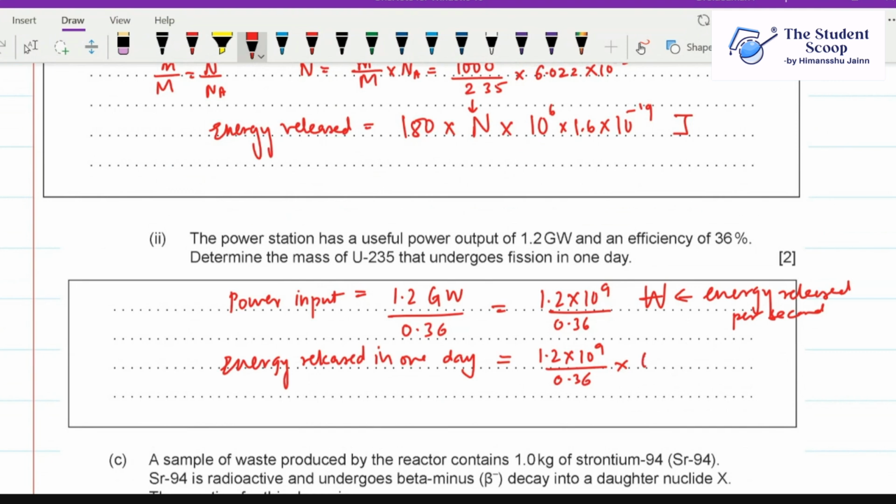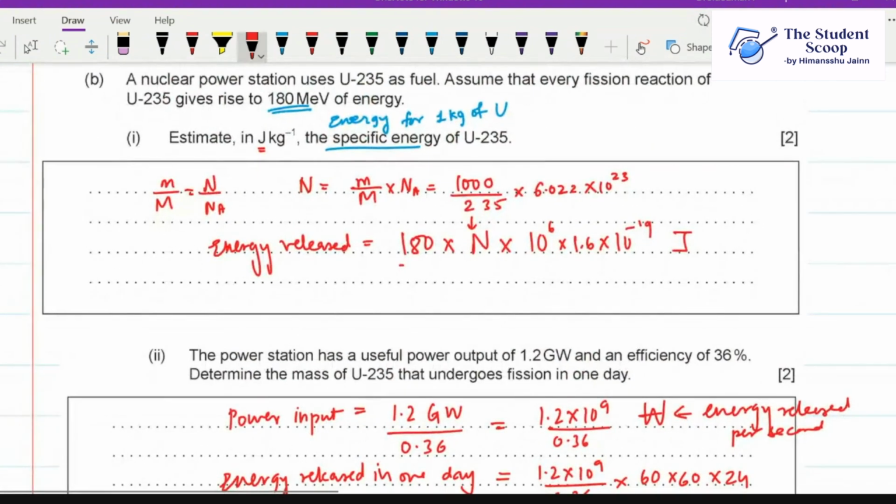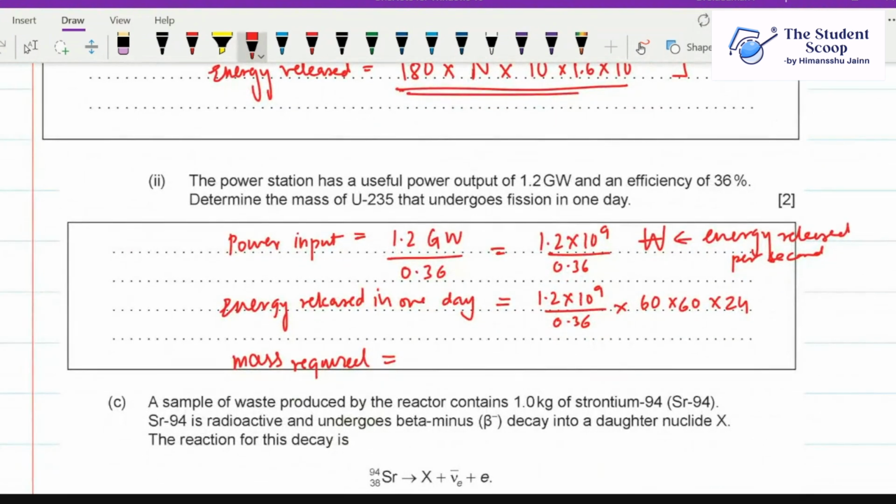So 1 day is 60 seconds, 60 minutes, 24 hours. This will give us a certain number, and then we can calculate the mass required to release this energy, because we know the energy released by 1 kg. Since we know the energy released in 1 kg, we will divide the energy required in 1 day by this energy per kg, and then we will get the mass required in kgs.